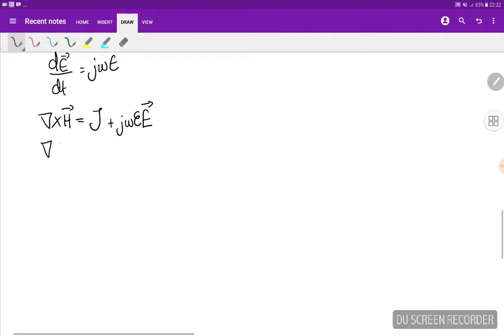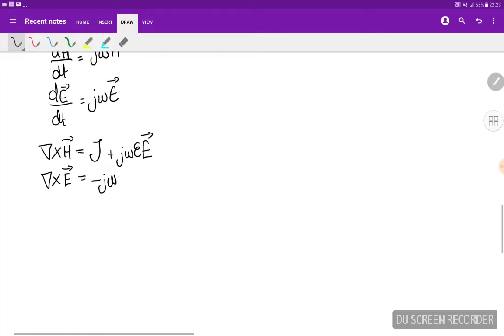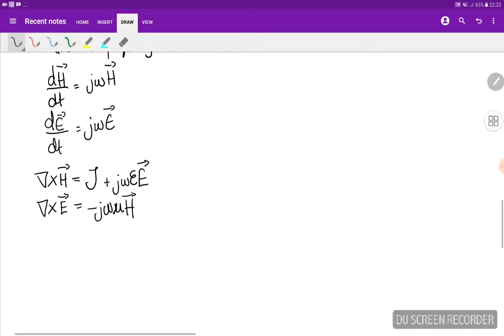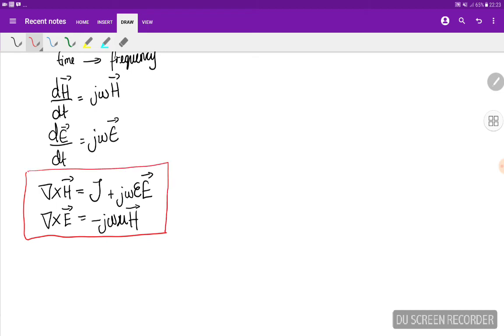And your other one is curl E equal to minus jω mu H. Remember there's a mu. Alright, so this is our new Maxwell equation. This is what we're going to be working with throughout the time of the tutorial.